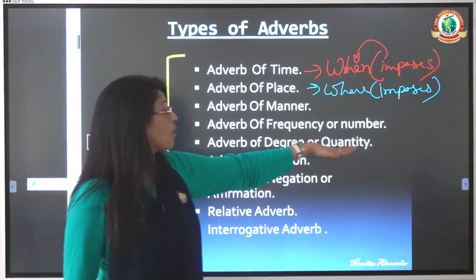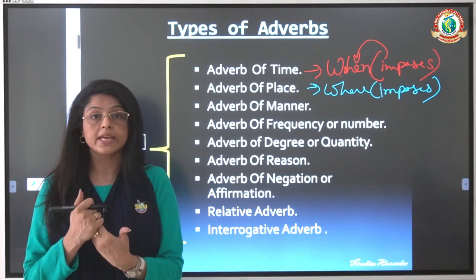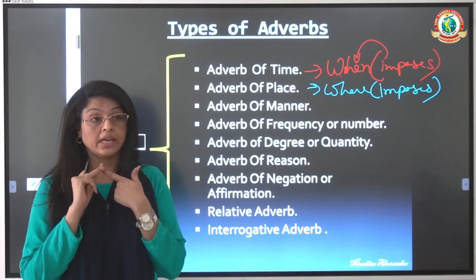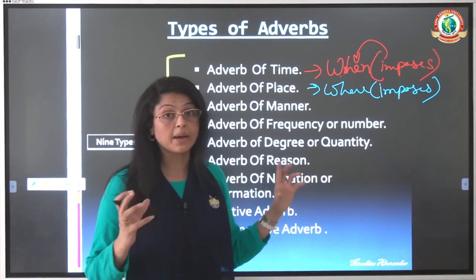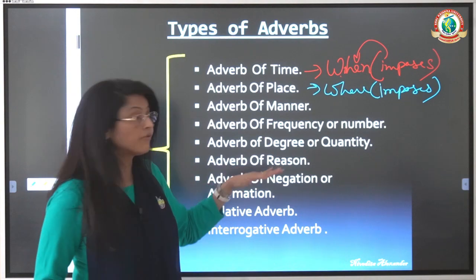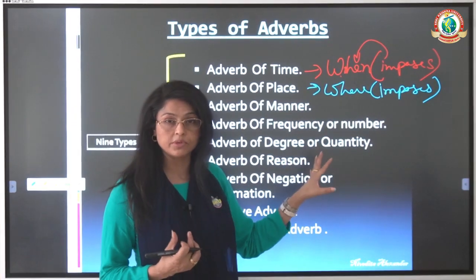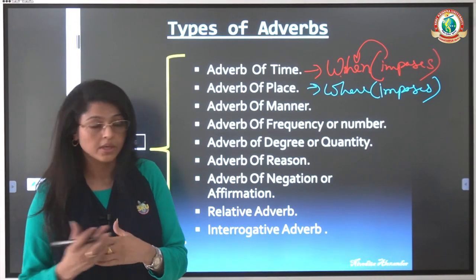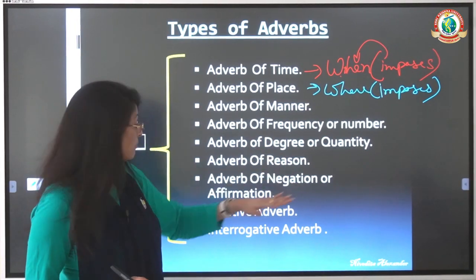Adverb of degree or quantity. Now anything which you are not able to count in numbers will come under quantity, right? Some, few, little, more, these kinds of words, okay? Adverb of reason always imposes the question why something happened. If something is happening, why is it happening. So these are the adverbs of reason.